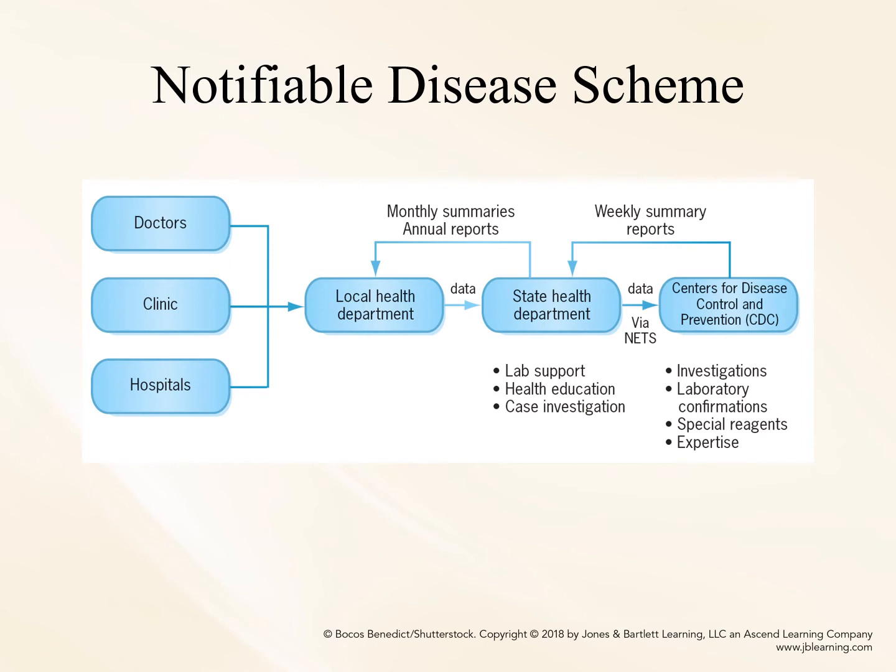Here's the layout, the schematic of how notifiable diseases are notified. So doctors, clinics, and hospitals report to the local health department, who report to the state health department, who then report to the CDC.